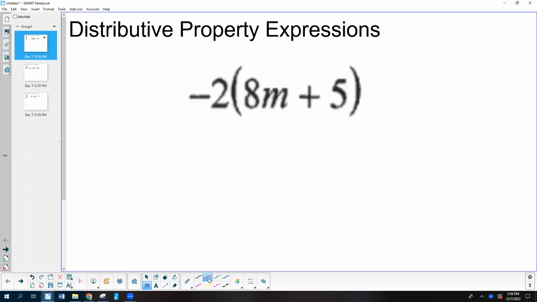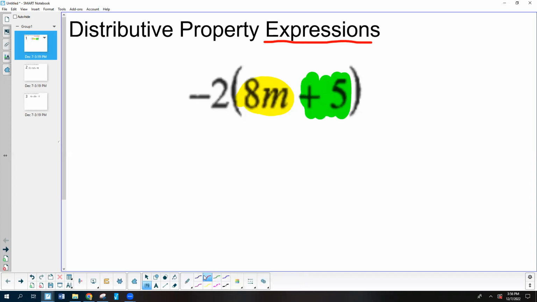All right, on the front of your worksheet, it says simplify this expression. The reason it's called an expression is there's no equal sign. I wanted you guys to just practice what the heck is the distributive property. The distributive property is taking that number in front and distributing it to those two terms that are inside of the parentheses. So for this one, we've got 8m and positive 5 on the inside.